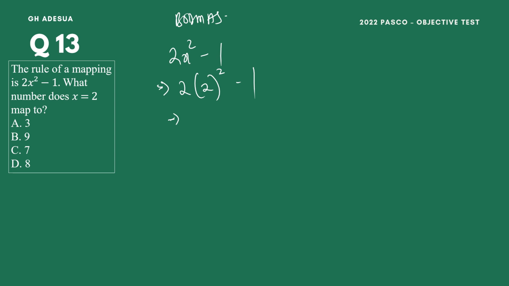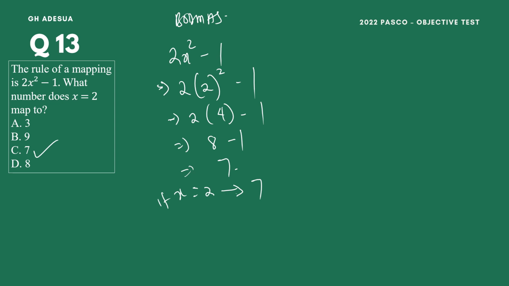So we have 2 raised to the power 2, which is going to be 4. So we have 2 times 4 minus 1. Then we have 2 times 4, which is 8, minus 1. Then we end up having 7. So therefore, per the rule 2x squared minus 1, if x is 2, then it maps to 7. So that is our answer C.